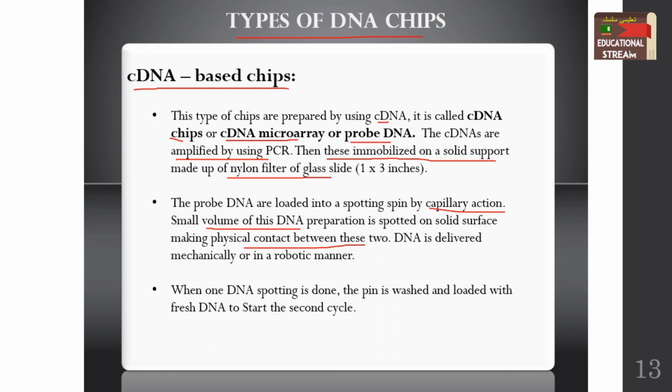When one kind of DNA spotting is done, the pin is washed and loaded with fresh DNA to start the second cycle. So this is the methodology with the help of which we are preparing the cDNA chip. Like we load with the help of the spotting pin, by using the capillary reaction we apply a small volume of the DNA at a small space on the solid surface. When it is spotted, we wash the pin and load the fresh DNA to start the second cycle.